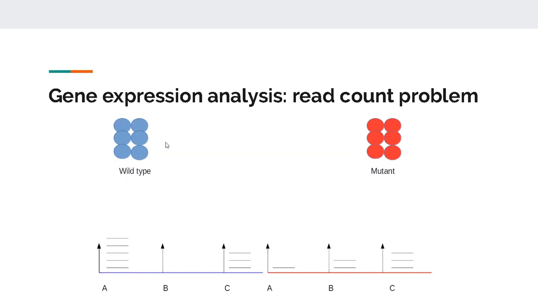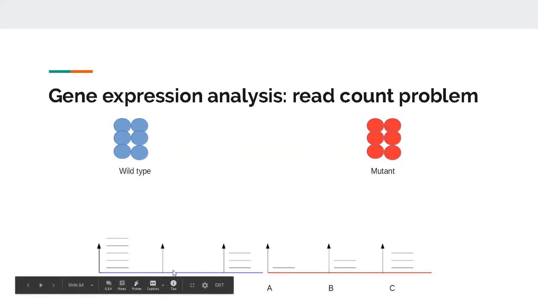So what I mean by that is that there is a wild type and a mutant. This blue bar over here is the genome of the wild type, and this red bar over here is the genome of the mutant, and these arrows mark the position of the beginning of the genes A, B, and C in respective genomes. So these black bars will represent the RNA which is coming out of this particular genome.